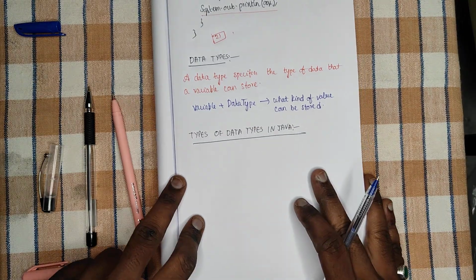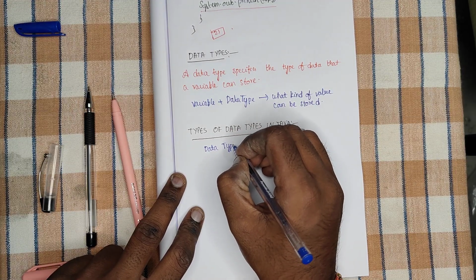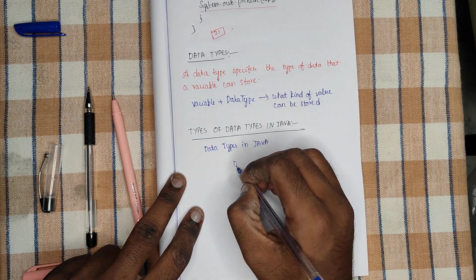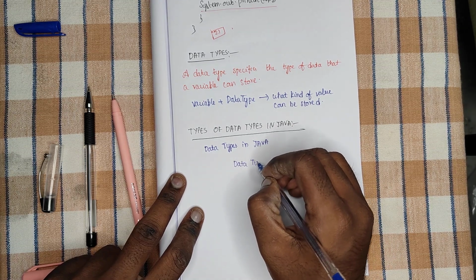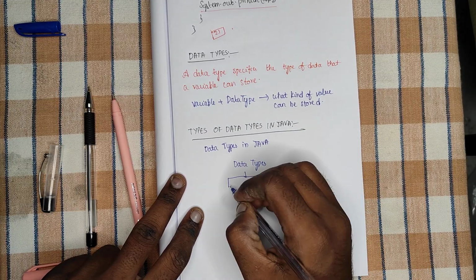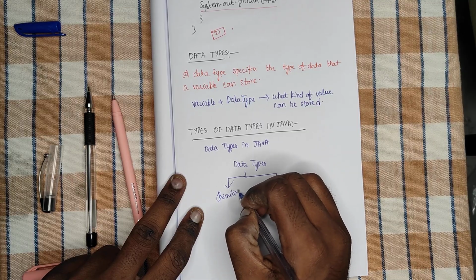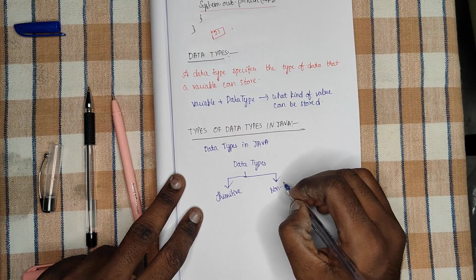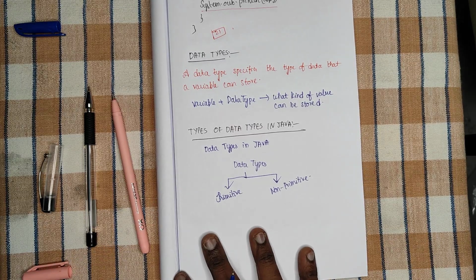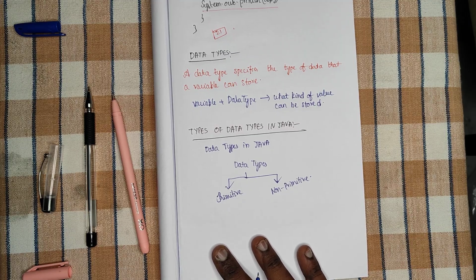Data types. Java data types: primitive, non-primitive, two types. Java data types are broadly divided into two categories: primitive and non-primitive data types.